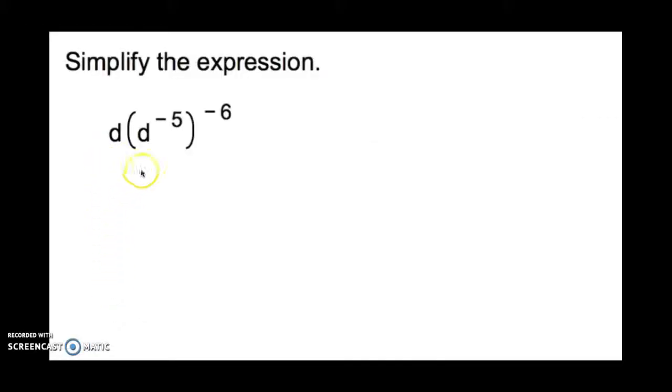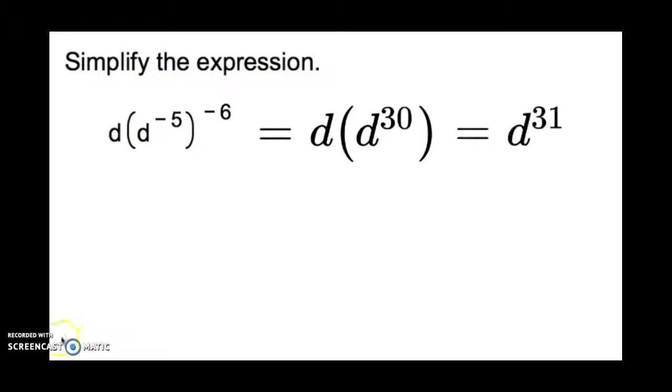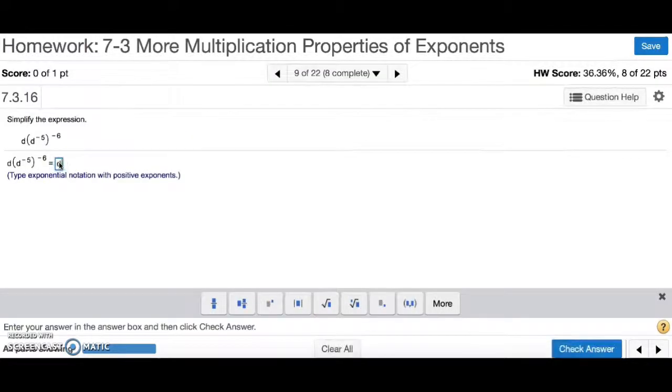So we have d times d to the negative 5 being raised to the negative 6. So we've got to take care of the exponents first. So we multiply negative 5 times negative 6 because the exponent is being raised to a power, and we'll have d to the 30. Now it's common to forget this one on the outside, but this has an exponent of 1. When we multiply these two together, we add the exponents, so 30 plus 1 will be d to the 31, and that will be the answer, so let's put that in. So we'll have d to the exponent of 31 as my answer.